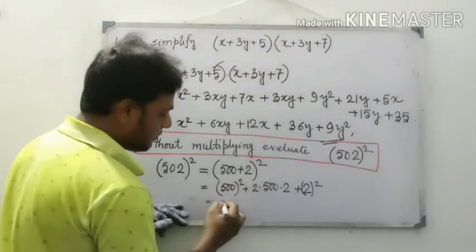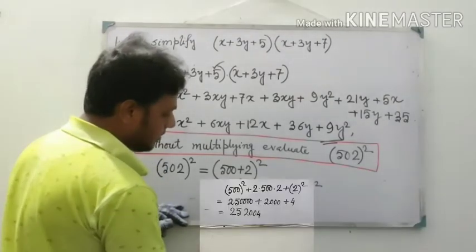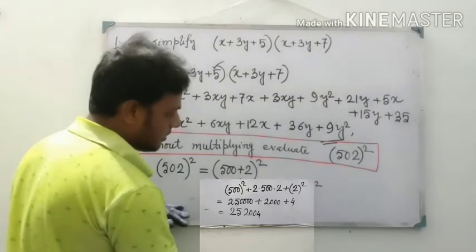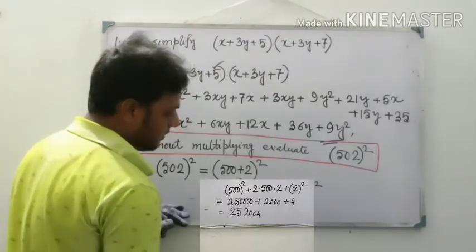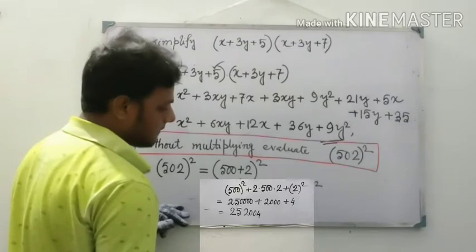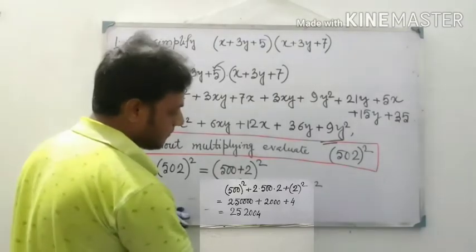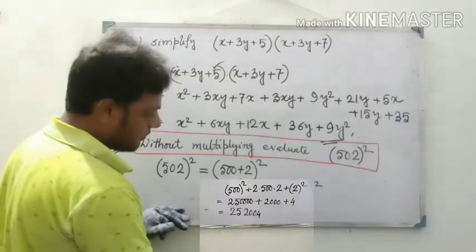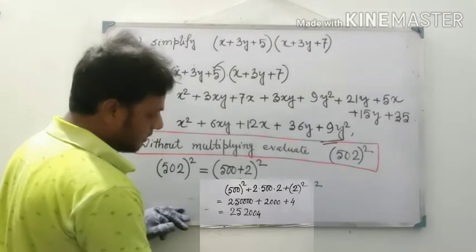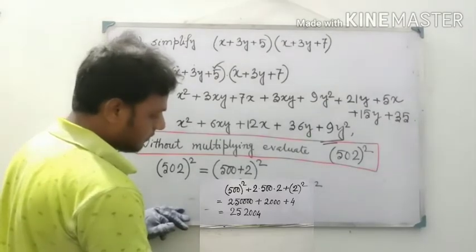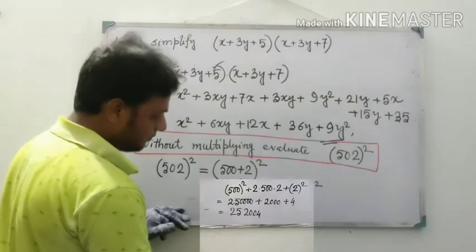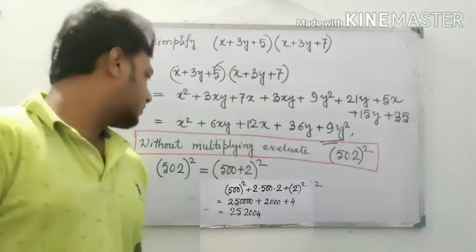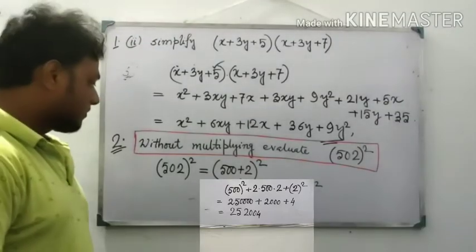So 5 square means 25, and 0 square means 0, so that is 25 and 4 times 0 plus 2 into 5 into 2, that means 2 to the 4, 4 into 5 is 20. After that, 20 and plus 2 square means 4. If we add 25, 4 times 0, plus 2000 plus 4, then we will get 252004. Okay, so this is the answer.